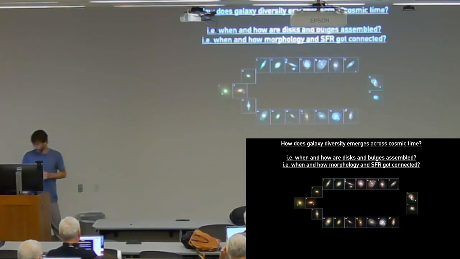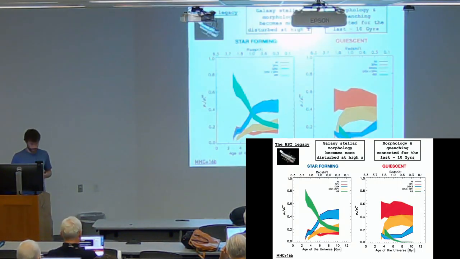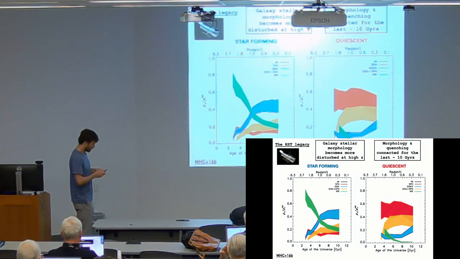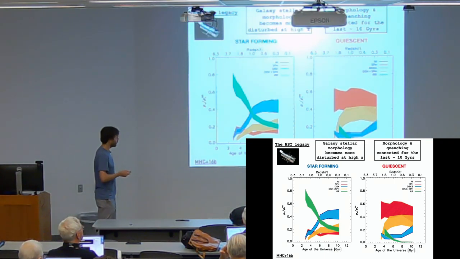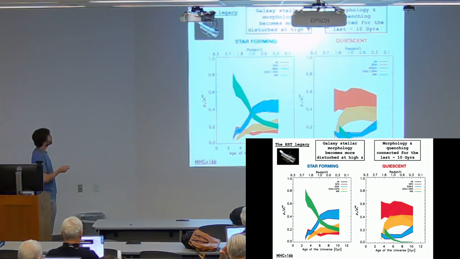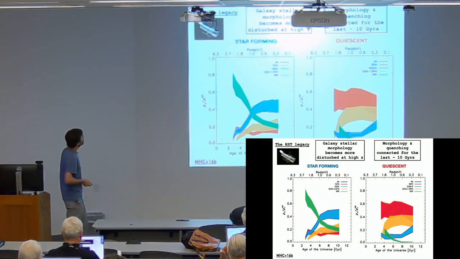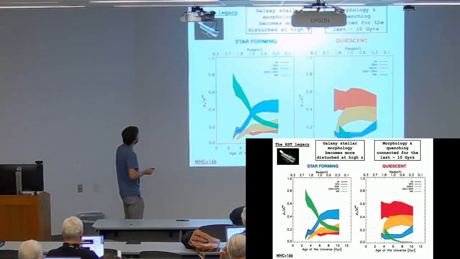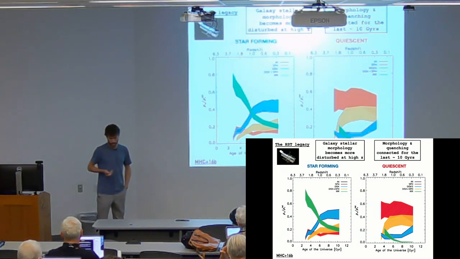And I think there's a general consensus from what we learned from HST. These are plots I showed several years ago here at this conference, in which we know that the morphologies of star-forming galaxies become more disturbed as we go to high redshift.